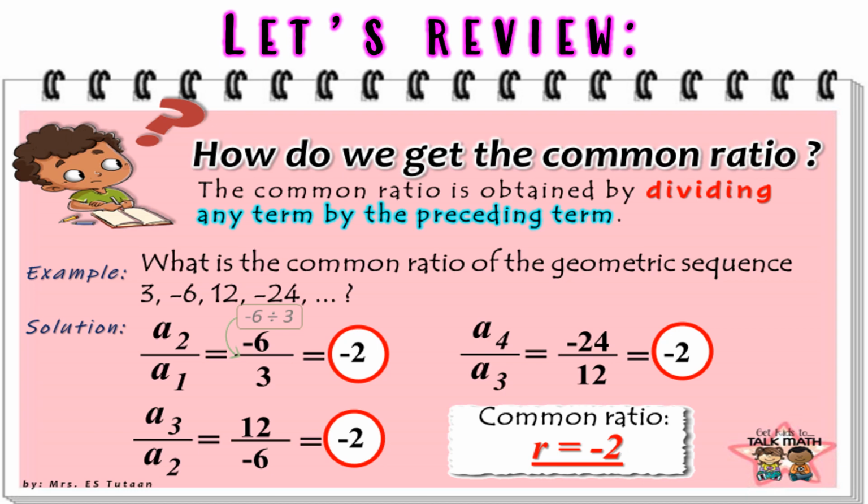Paano nakuha yung negative 2? So we have a sub 2 divided by a sub 1, a sub 3 divided by a sub 2, a sub 4 divided by a sub 3. So the common ratio is negative 2.